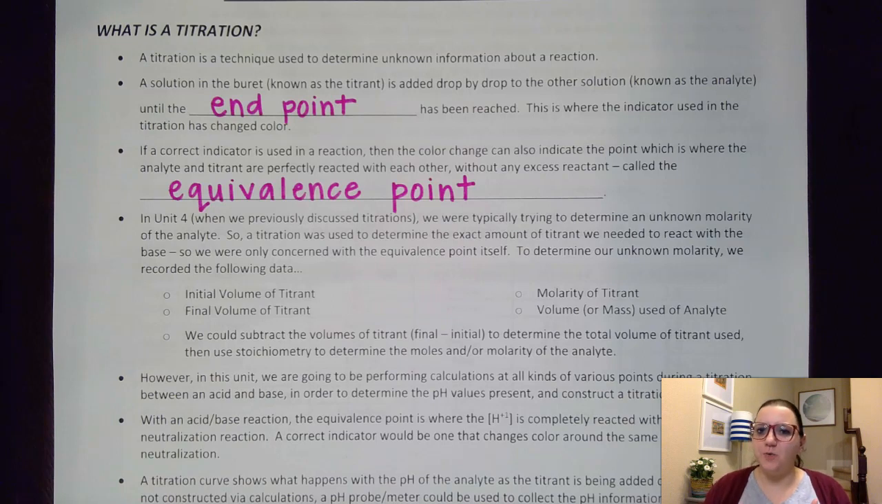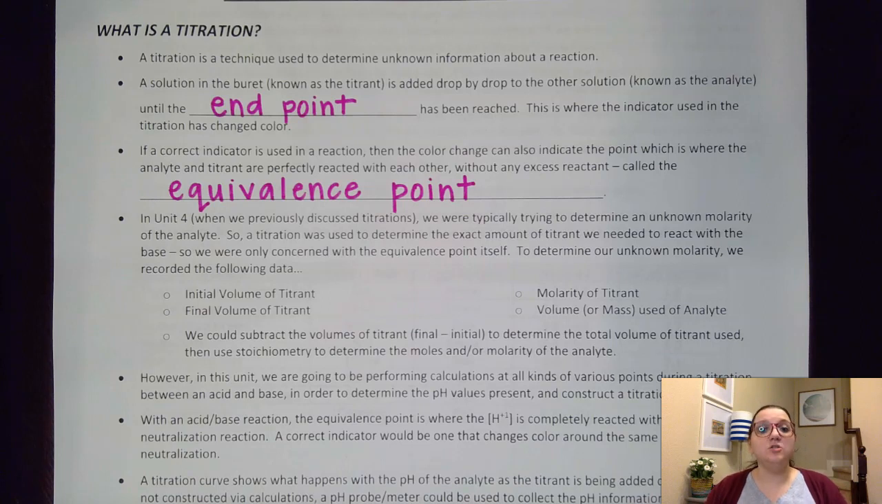we're going to talk about titration curves. Now, a titration is a process that we have previously discussed back in Unit 4, so some of this is going to sound familiar. As a reminder, a titration is a technique that is used to determine unknown information about some sort of reaction.